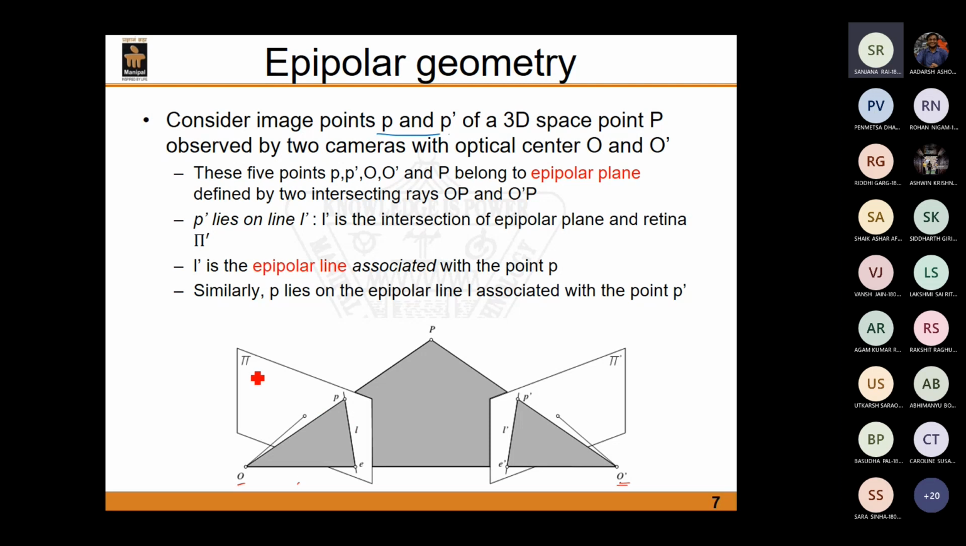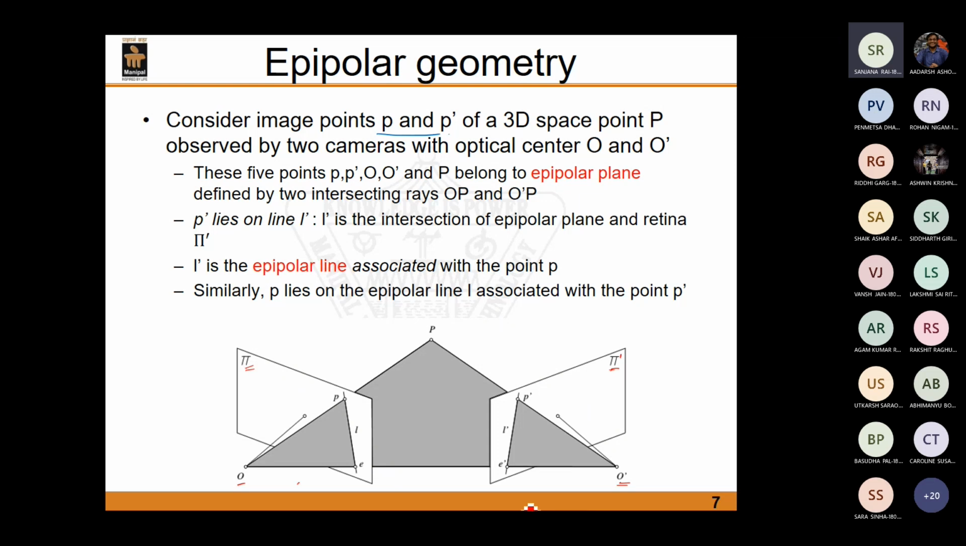This image plane is given by pi, and this particular image plane is given by pi dash. O is the camera center on the left side, and O dash represents the camera center on the right side.